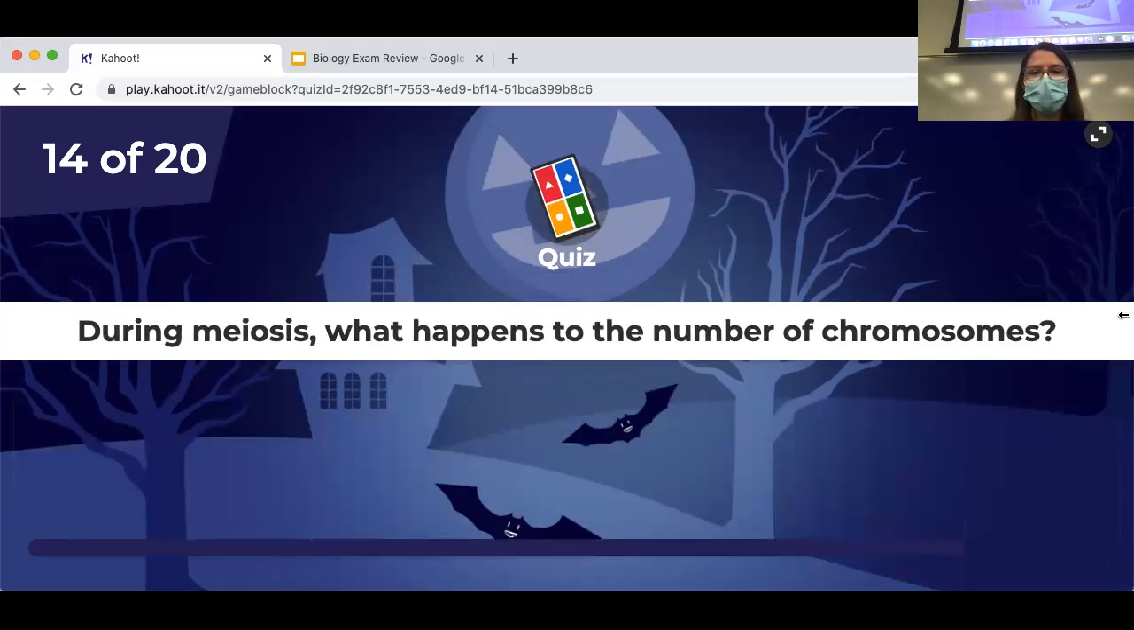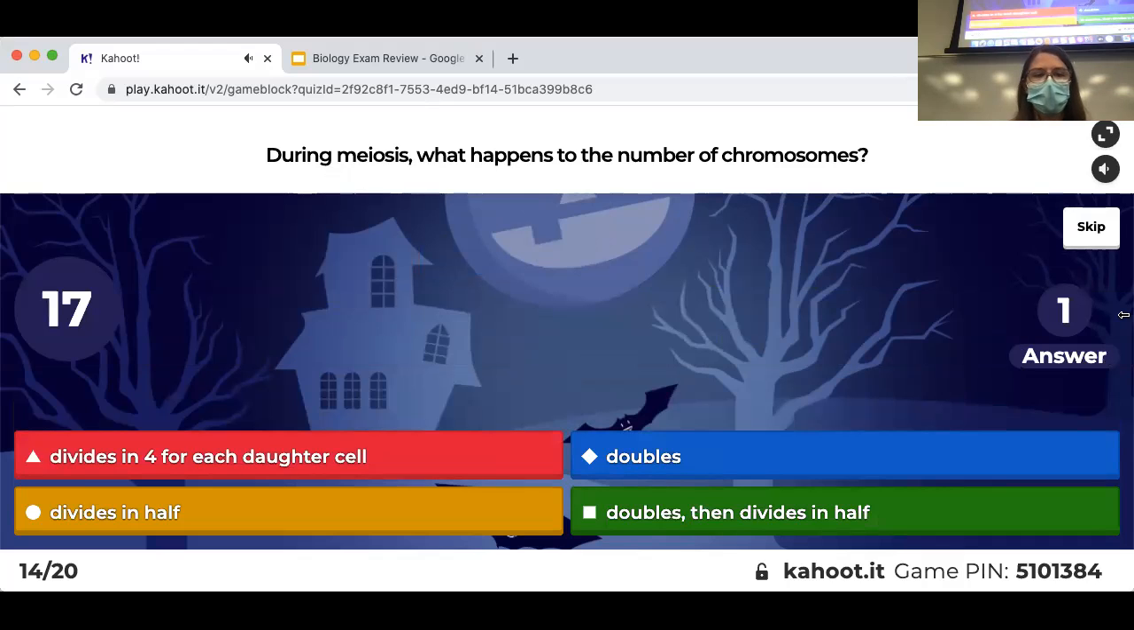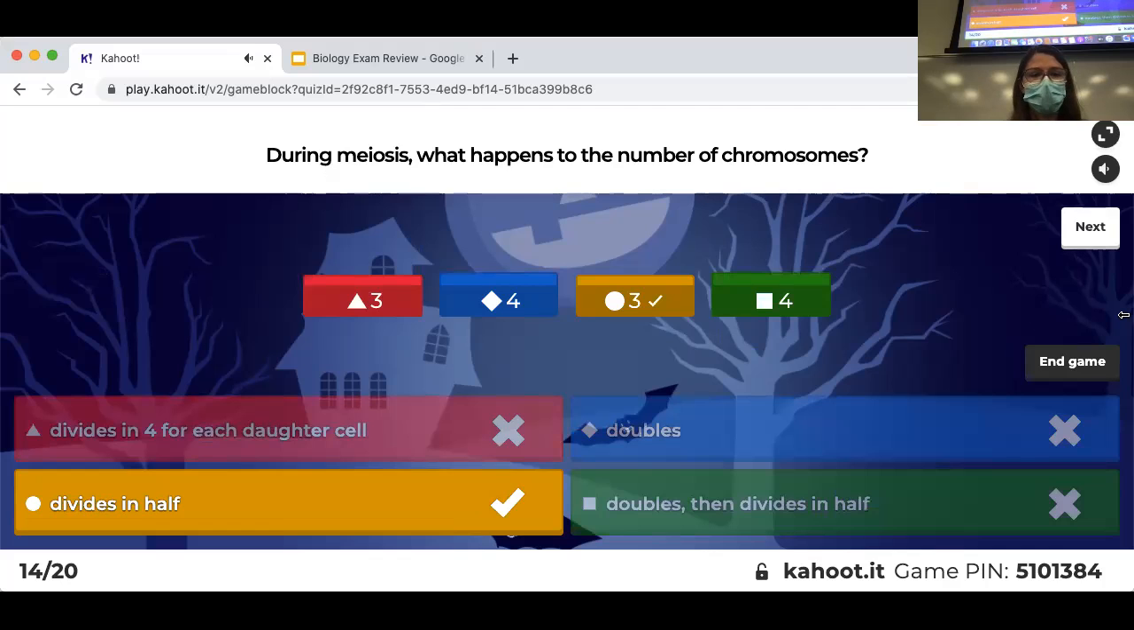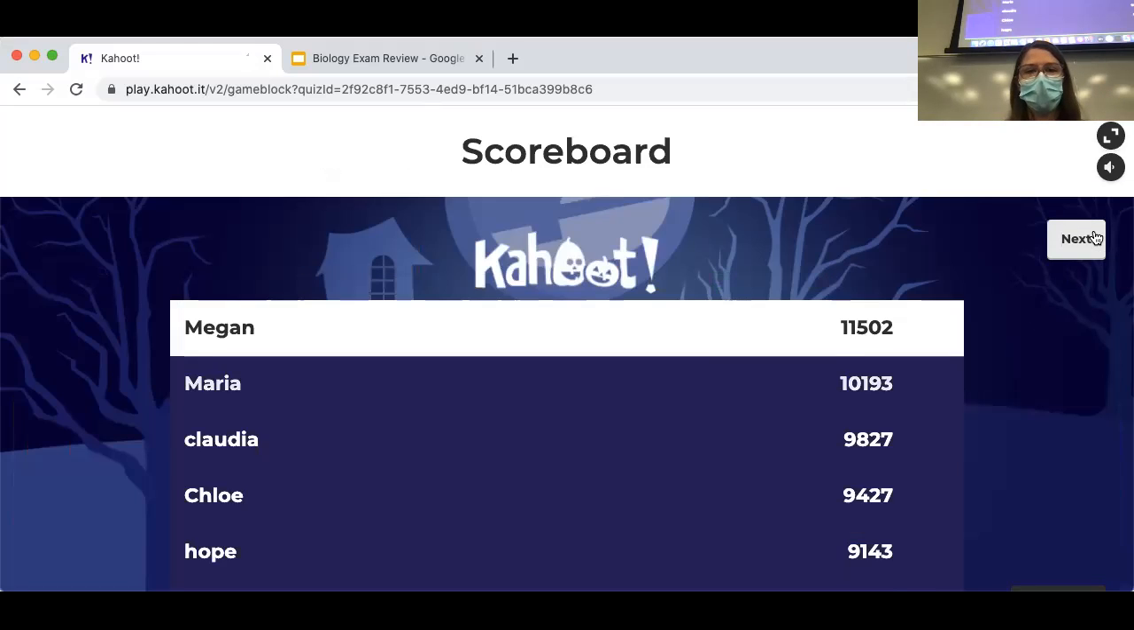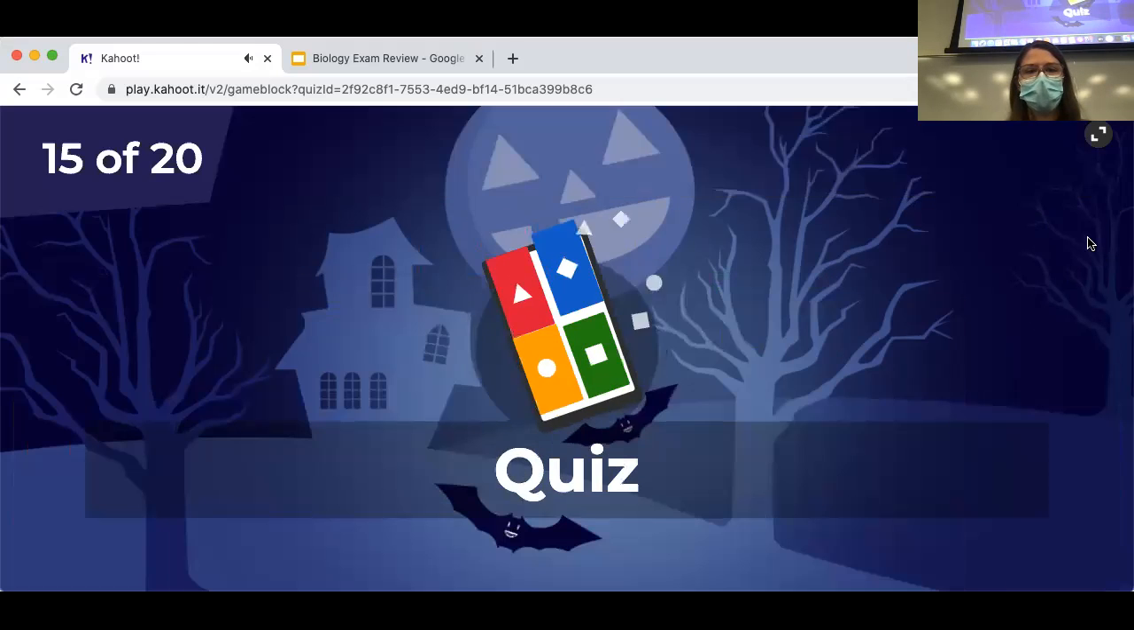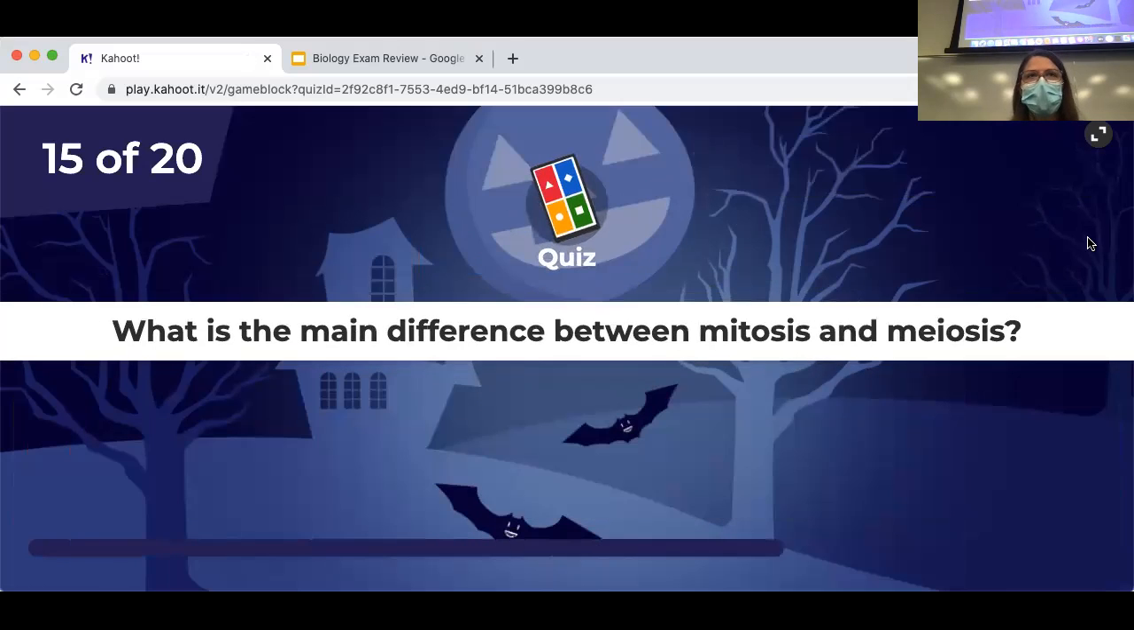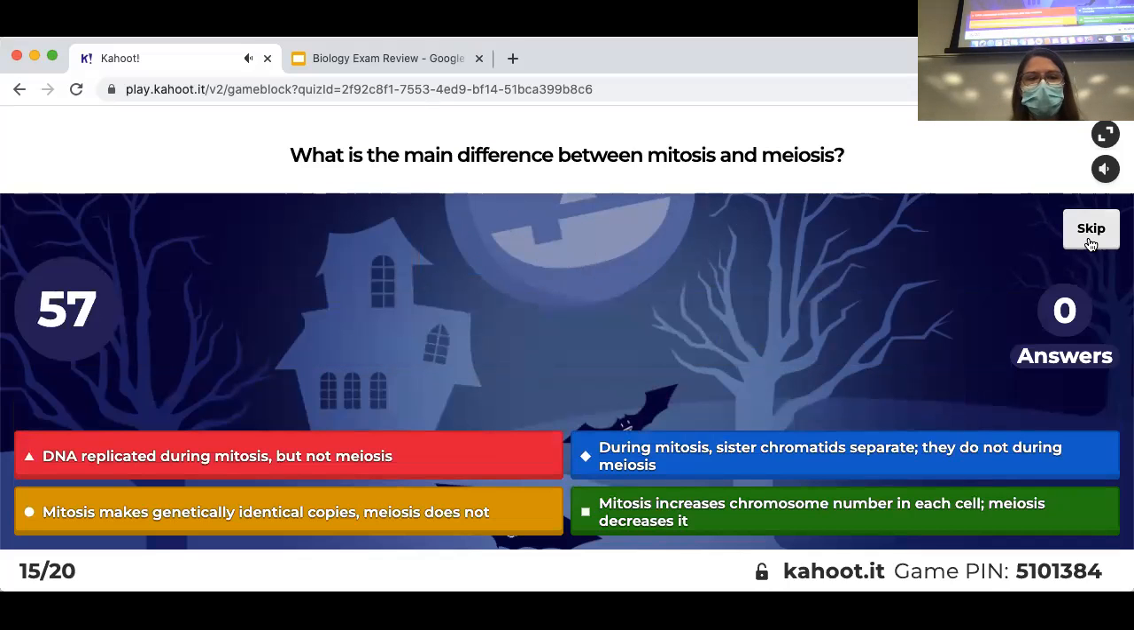During meiosis, what happens to the number of chromosomes? It divides in half. We'll get to that one a little more later once we talk about mitosis versus meiosis, but whatever number of chromosomes you start with in meiosis, it ends up in half. What is the main difference between mitosis and meiosis?